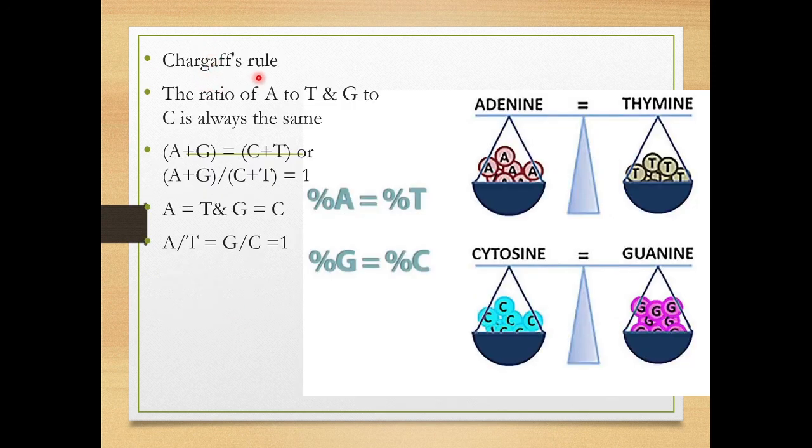There is an important rule, that is Chargaff's rule. As already said, purine always pairs with pyrimidine. In that case, adenine always pairs with thymine, and thymine always pairs with adenine, with two hydrogen bonds. Guanine always pairs with cytosine, and cytosine with guanine, with three hydrogen bonds. So if there are two adenine, there will be two thymine. If there are three guanine, there will be three cytosine.